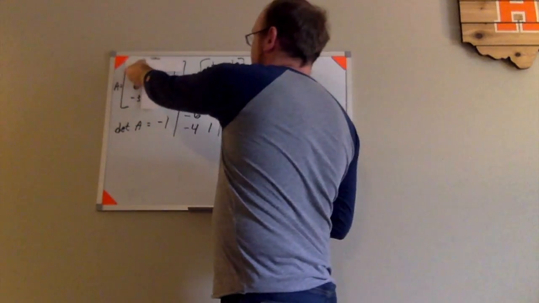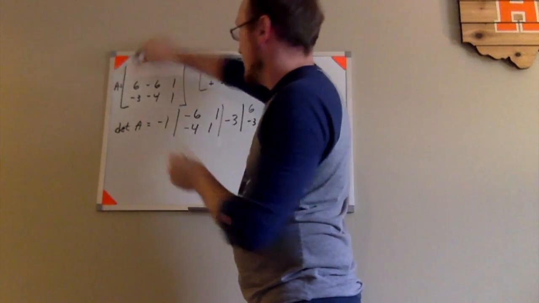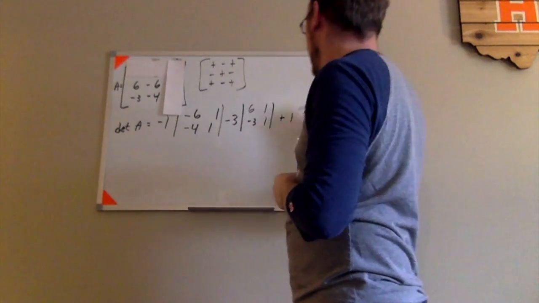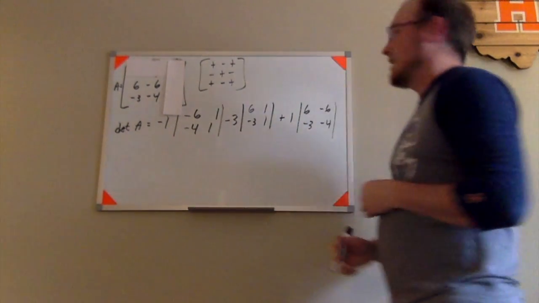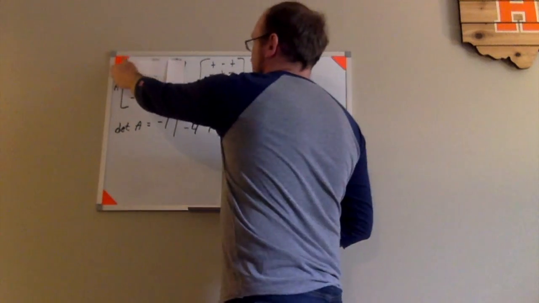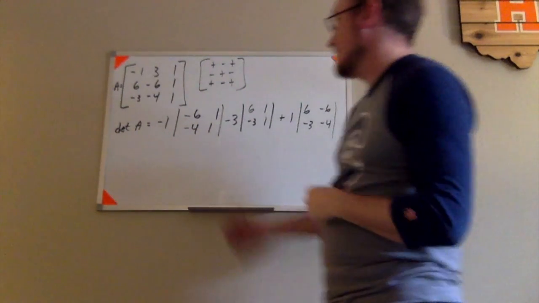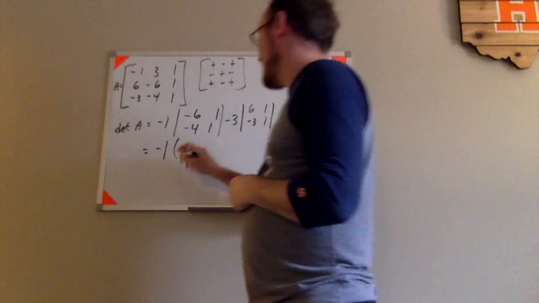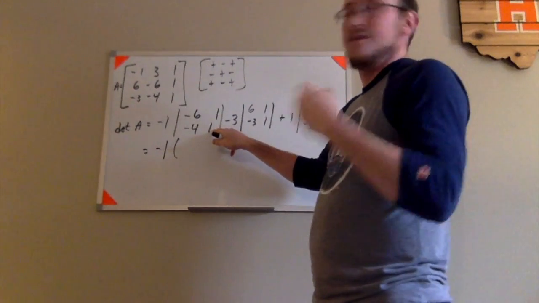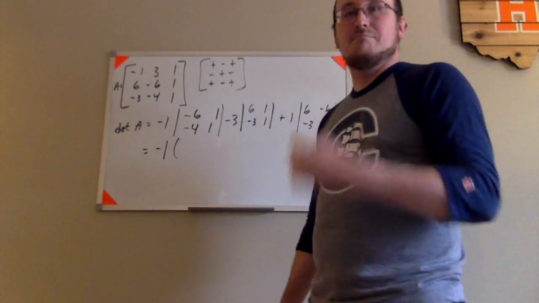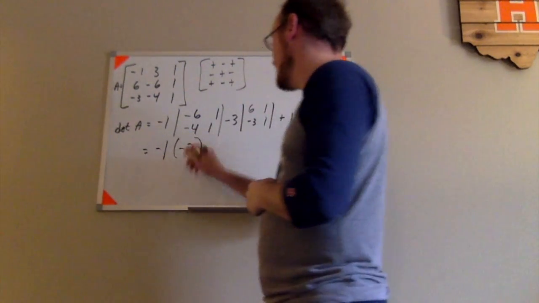And then finally, setting up the last determinant, plus 1 from that row, cover up the row and the column, and I'm left with the numbers 6, -6, -3, and -4 for my smaller 2x2 determinant. So let's compute each of these determinants and see what the determinant of this larger matrix is equal to. So I have -1 times the determinant of this 2x2 matrix. -6 times 1 is -6, and then minus -4. -6 minus -4 becomes -6 plus 4, which should leave me with -2.